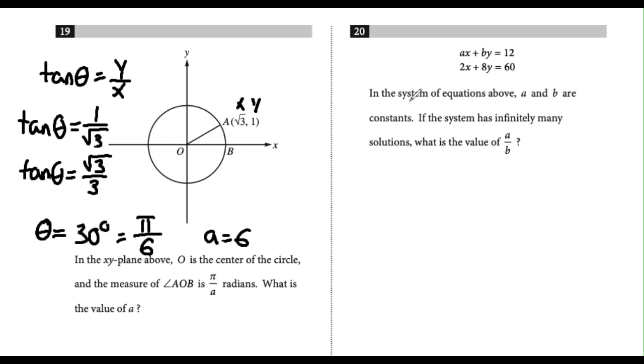Number 20. In the system of equations above, A and B are constants. If the system has infinitely many solutions, what is the value of A over B? In order for a system to have infinitely many solutions, that means that these two equations need to be exactly the same. So A over B in the first equation will be exactly the same as A over B in the second equation. So if we look at what's in the A place, that's going to be 2. So A over B equals 2 over. And if we look at what's in the same place as B, that's going to be 8. So A over B will be 2 over 8.